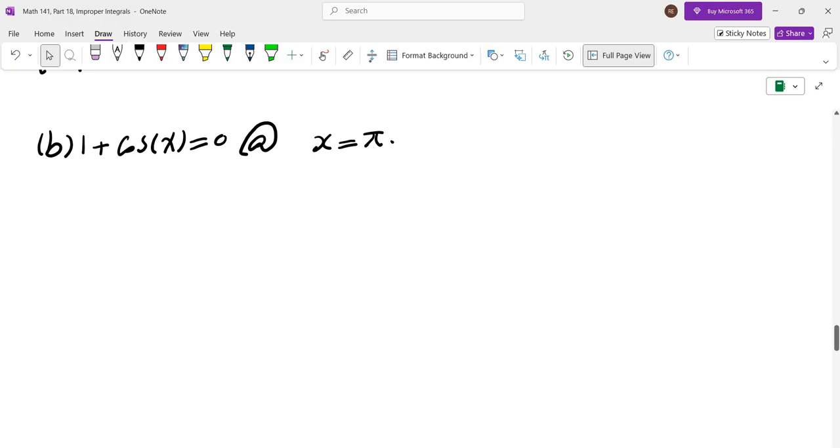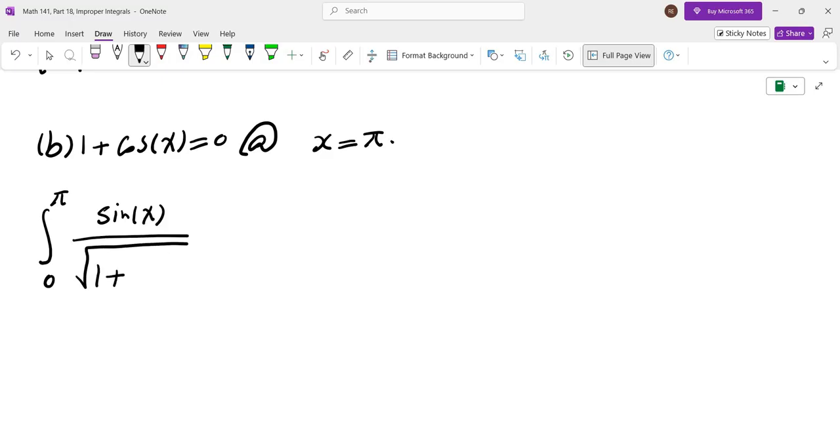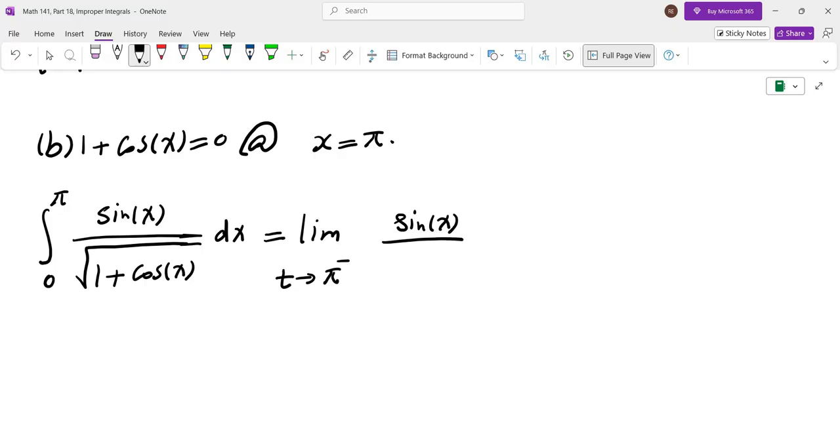So then what we're going to do is we're going to take the integral from 0 to pi of sine of x over root 1 plus cosine of x dx. And we are going to write this down as the limit as t approaches pi from the left of the integral from 0 to t of sine of x over root 1 plus cosine of x dx. Now we have to integrate this.